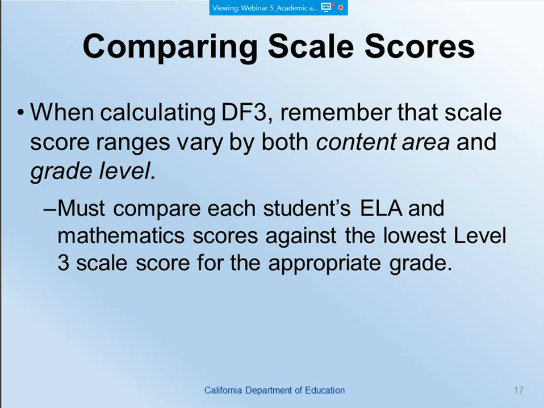Remember that the scale score ranges for the Smarter Balanced assessments vary for each grade level. They also vary by content area. English language arts and mathematics use different scale score ranges. So when comparing the student scale scores to the level 3 threshold, or the lowest scale score for that standard met achievement level, remember that there is no one standard fixed point that is used. It depends on the grade level and content area.